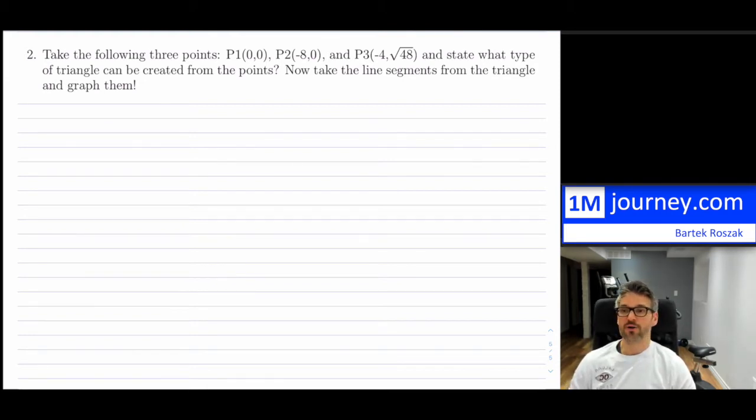Now you may recall that if you're working with triangles or quadrilaterals in coordinate systems, you can actually tell what type of triangle it is. Is it an isosceles triangle? Is it a right isosceles triangle? Okay. Is it an equilateral triangle?